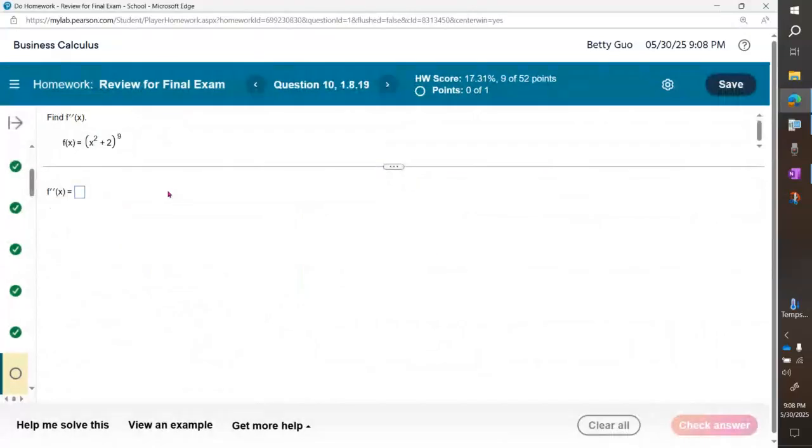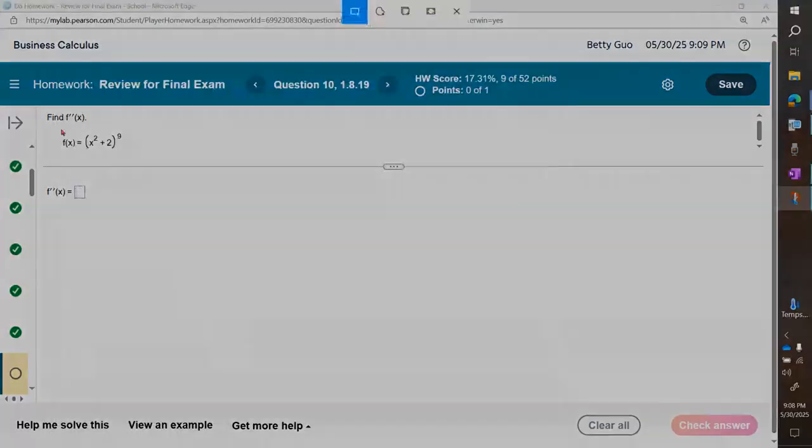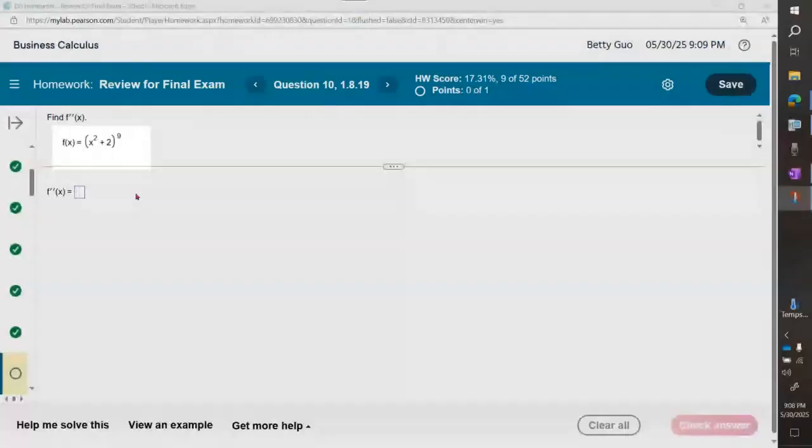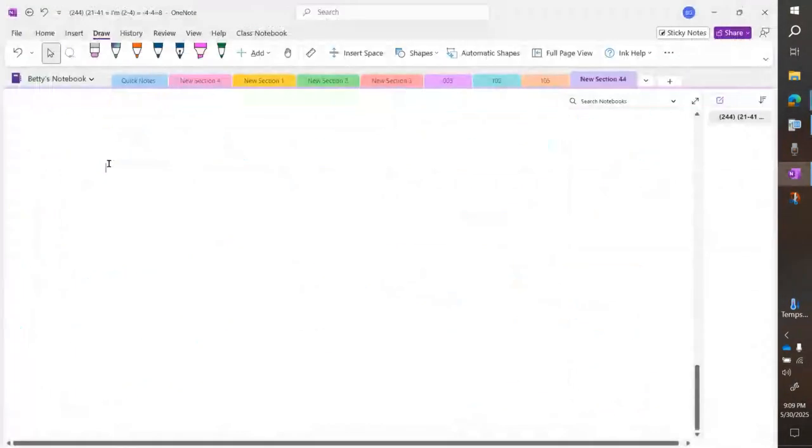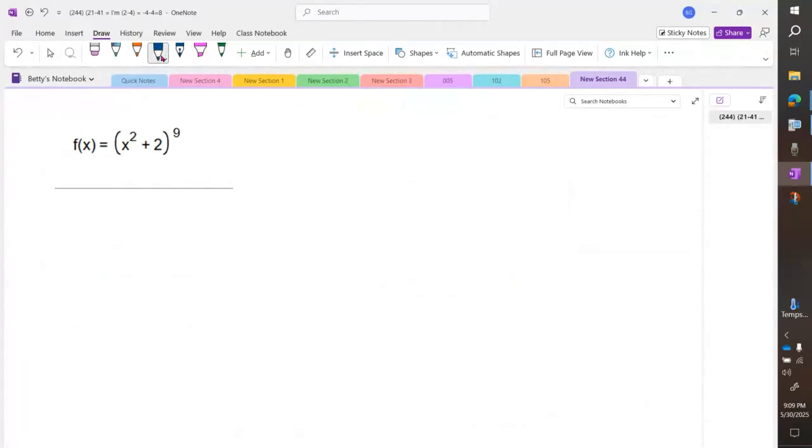Question number 10. Is a double prime? Yeah. We're going to find the second derivative of this function. This is a composite function, so we would have to use the chain rule. We can let the outside function be y equals u to the power of 9. The inside function is u equals x squared plus 2.